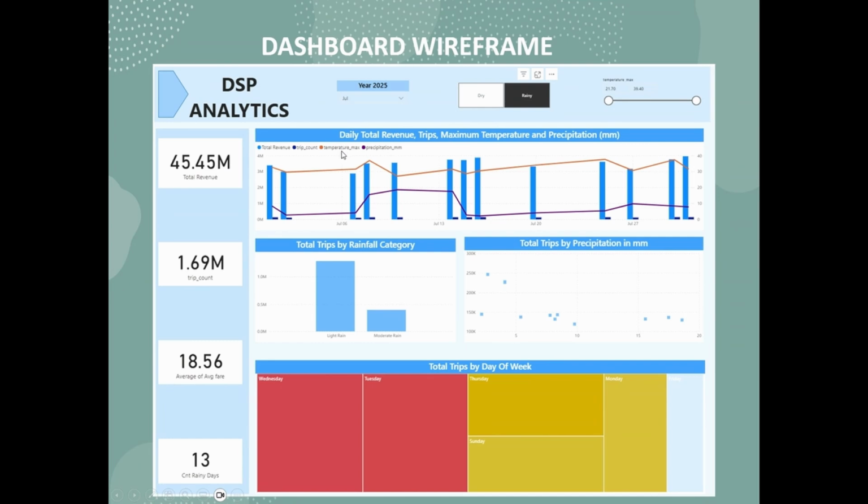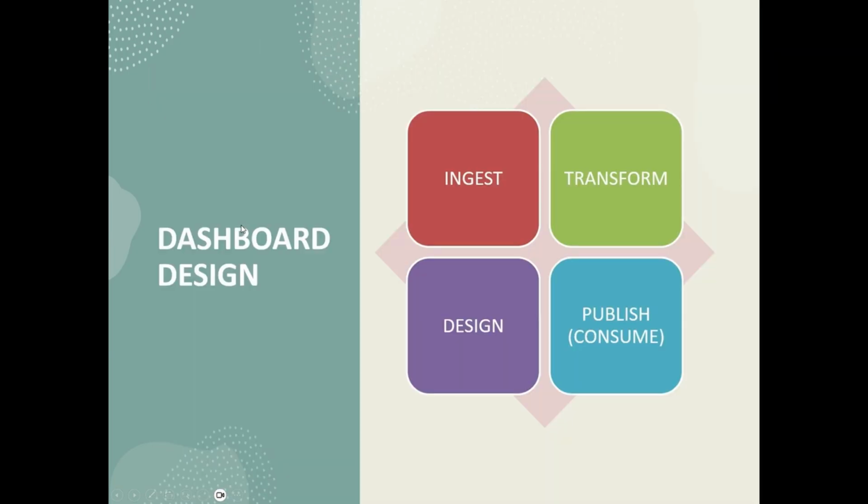All right, so now with this dashboard design, we're going to quickly go back to our business requirement. Remember, we've seen this wireframe before, and this is what we're going to be focusing on. Now, for some of you that might be new to Power BI, I've simplified the Power BI dashboard design into 4 different steps. The first is ingest, the second is transform, the third is design, and the last is publish, and then the stakeholders consume the report for informed decision making.